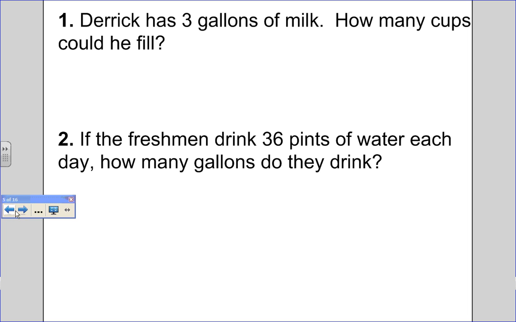And then after we understand those conversions, we can use them to help us answer proportion problems. So for example, in this first one, it says Derek has 3 gallons of milk. How many cups could he fill? Remember, our first job is to find the 2 words we're comparing. Here we're talking about gallons and cups. So I'm going to write that for my labels of my proportion. Gallons over cups.